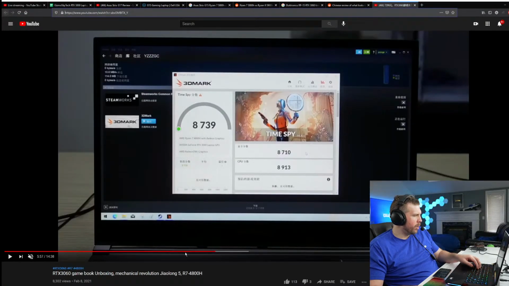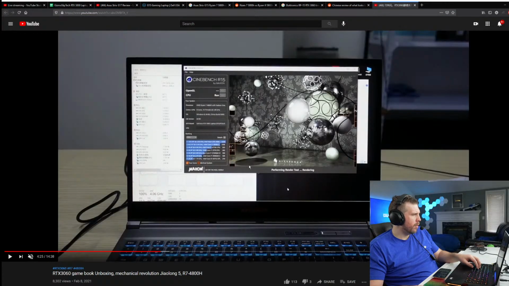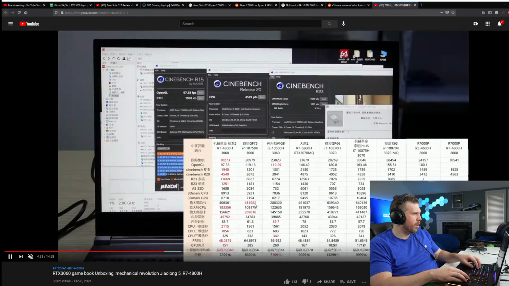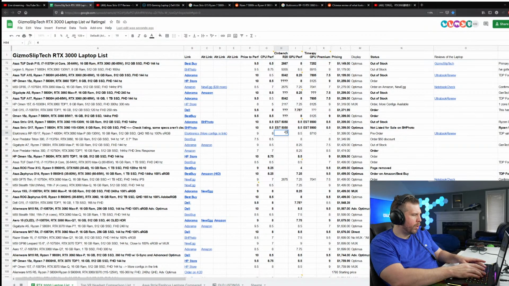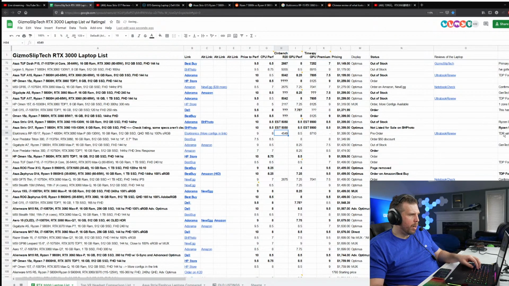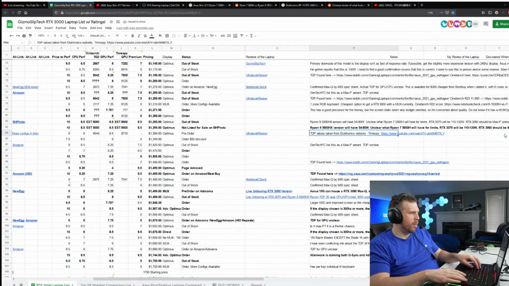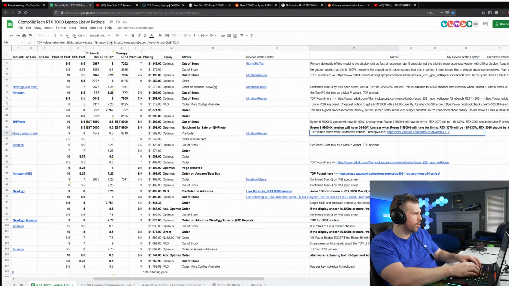So this is the 4800H. Looks like all gaming benchmarks for the latter half. Hey, there's Cinebench, looks like. That's R15. R20, 4549. 4549. All right, and this is now Timespy and Cinebench.